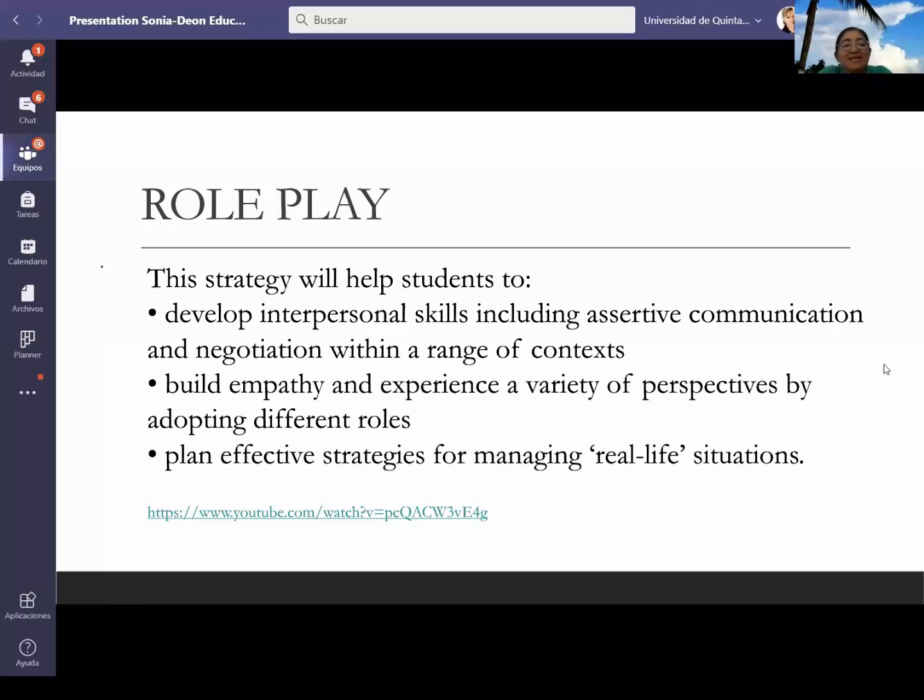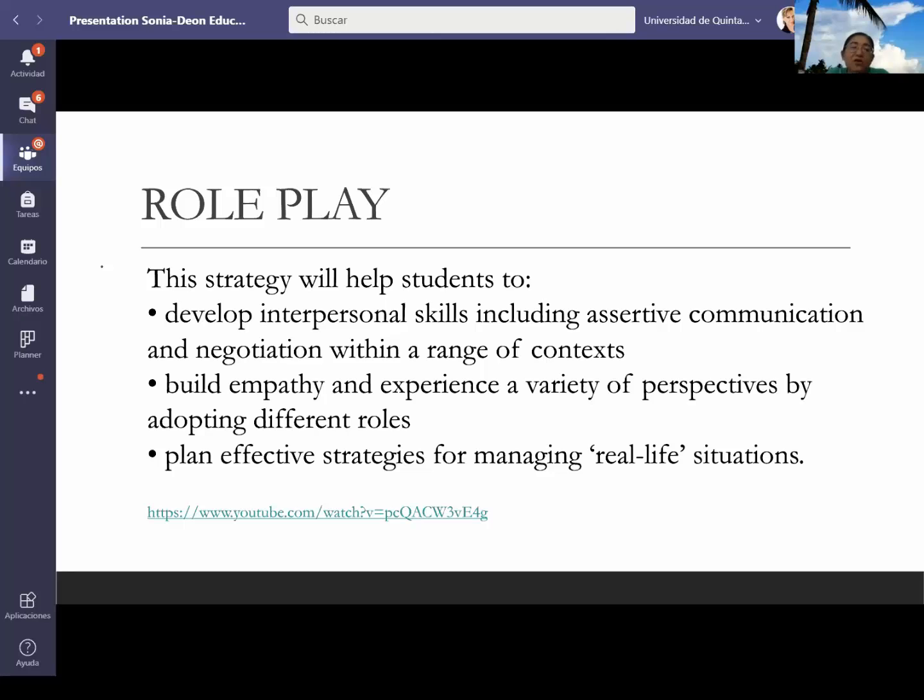Entonces, it says this strategy will help students develop interpersonal skills, including assertive communication and negotiation within a range of contexts. It helps build empathy and experience a variety of perspectives by adopting different roles.